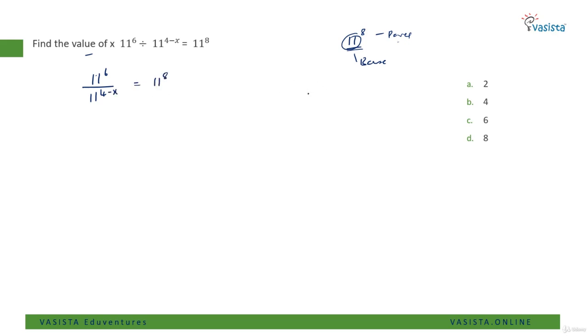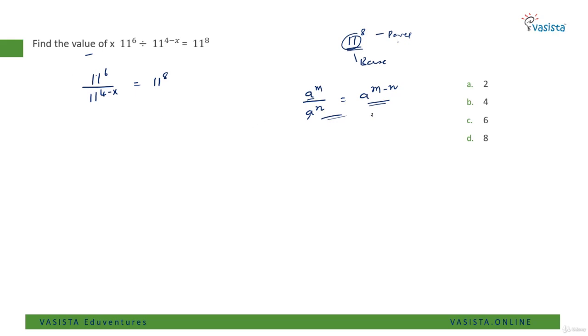You know that a to the power of m divided by a to the power of n is equal to a to the power of m minus n. This is the rule: a to the power of m divided by a to the power of n is equal to a to the power of m minus n. Here the base should be the same. By observing, 11 is the same base.